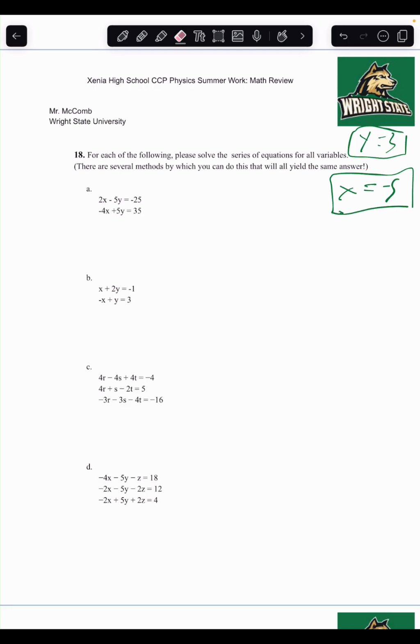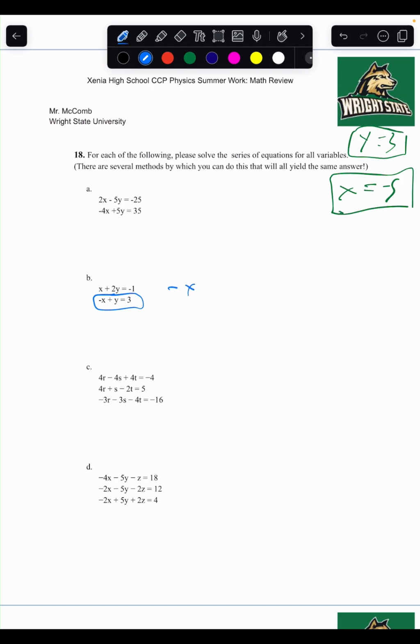Okay, next example. I'm going to show you another way we can do this. Because these statements are both true, I can do a substitution of one of these for a variable and then plug it into the other one to solve for that variable. So here in question B, I've got x plus 2y equals negative 1 and negative x plus y equals 3. I'm going to solve one of these for a variable and then plug it into the other one. It doesn't matter which one I choose. Let's just go ahead and do this one, I guess.